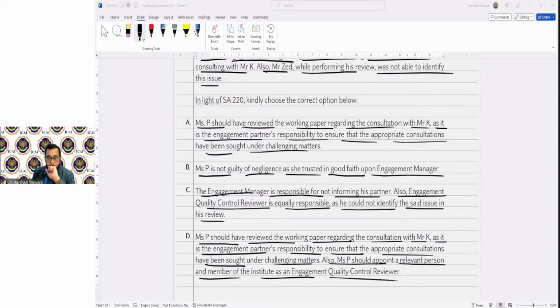What is the correct option from this one? A, B, C, D. Come on, guys, pretty easy.